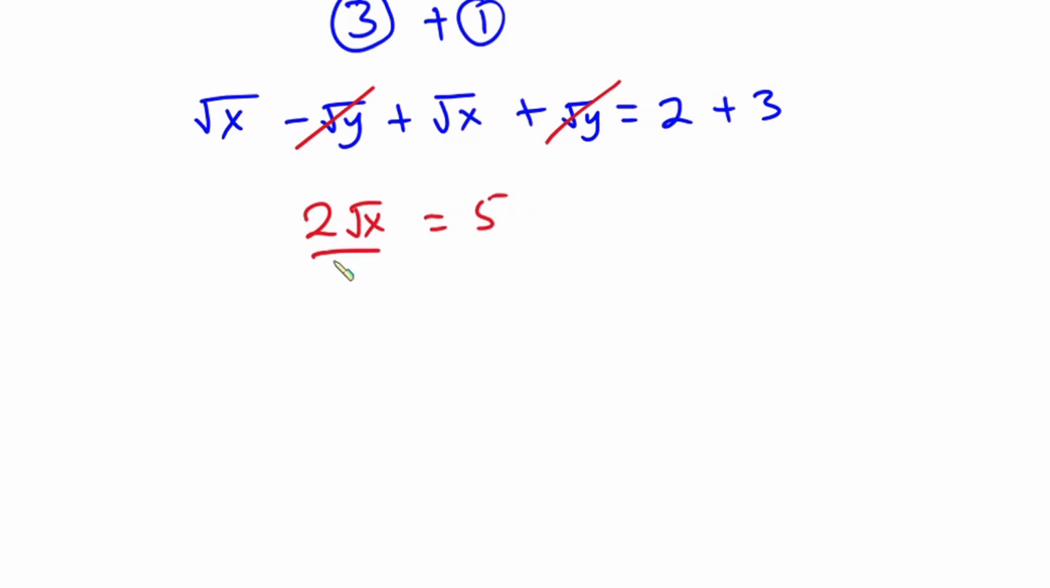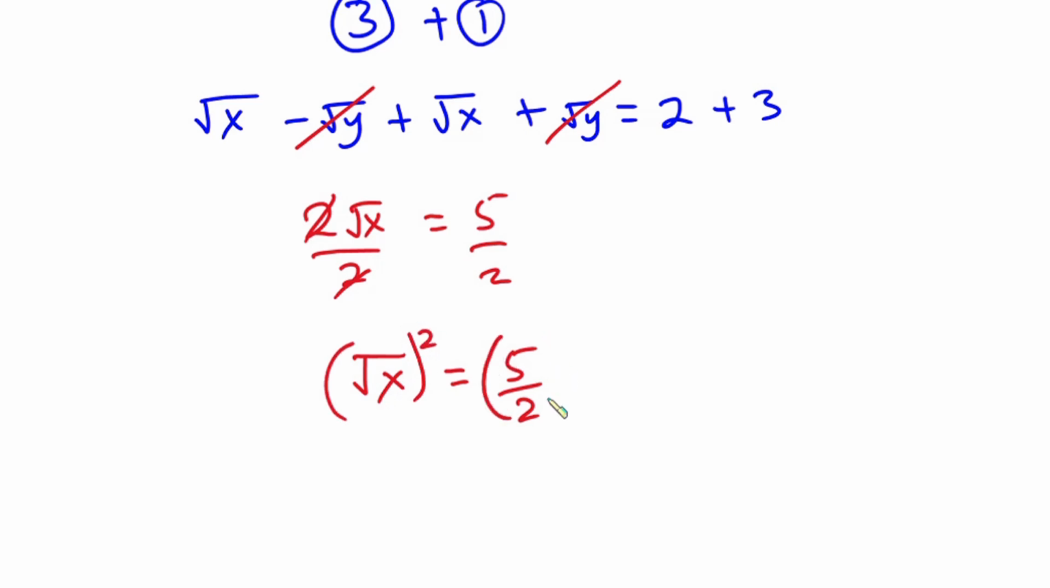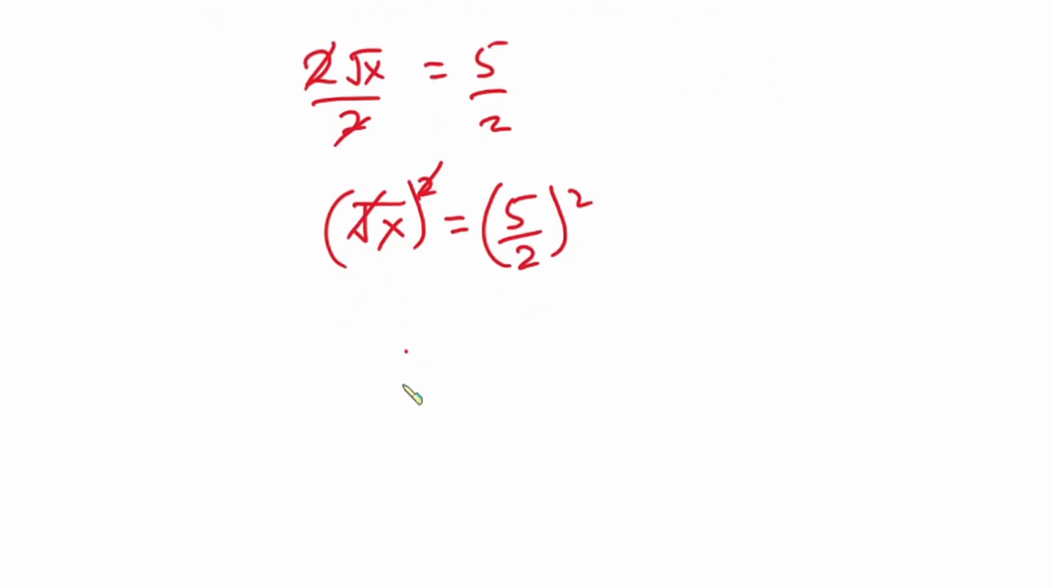Now dividing each side of this equation by 2, this 2 will cancel this. Now we have square root of x is equal to 5 over 2. And mind you, we are looking for x and not square root of x. So let's raise each side of this equation to the second power, so that this square will cancel the square root. Now we have x is equal to 5 squared, which is 25, divided by 2 squared, which is 4. So we have 25 over 4 as our answer for x.